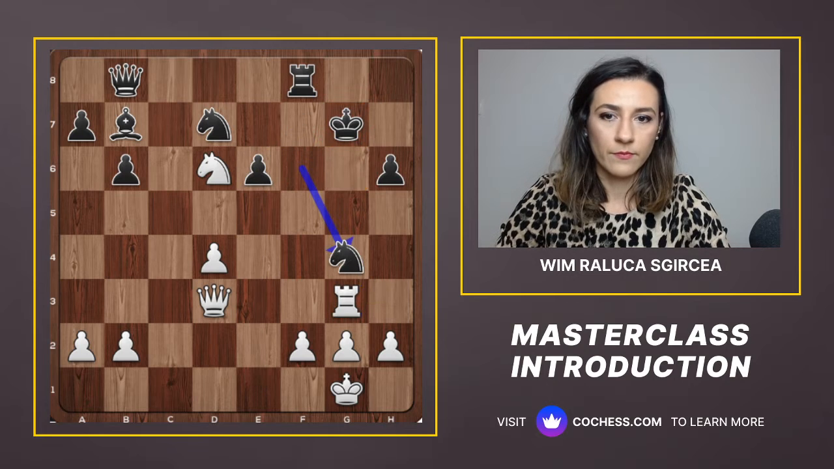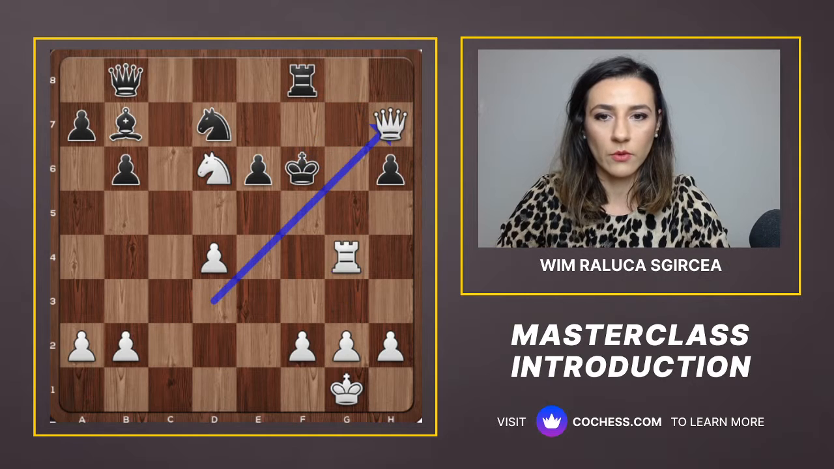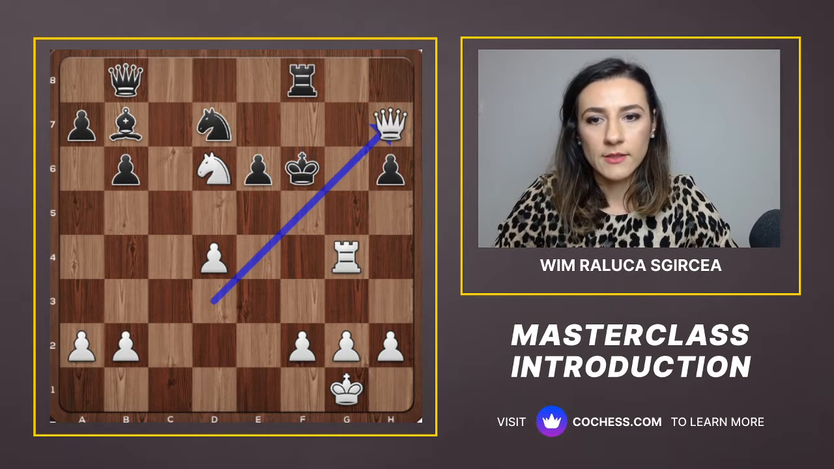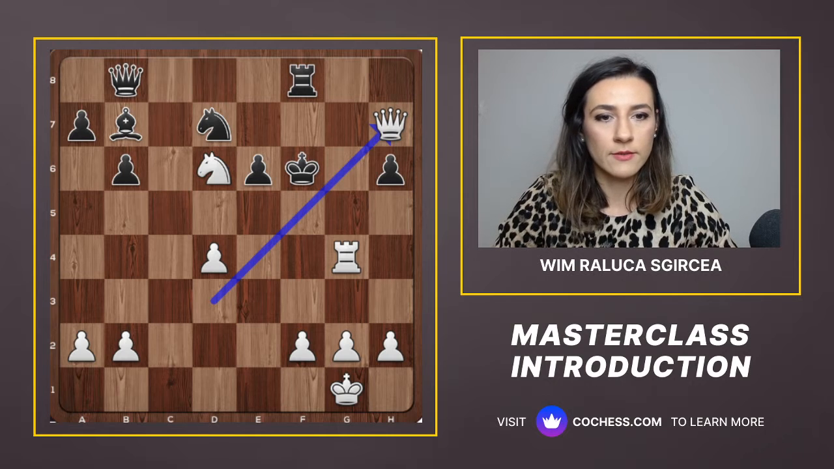Here, and then there were ideas with queen g6, but here it's over, no? Queen h7, and mate is coming, queen g7 or rook g6.